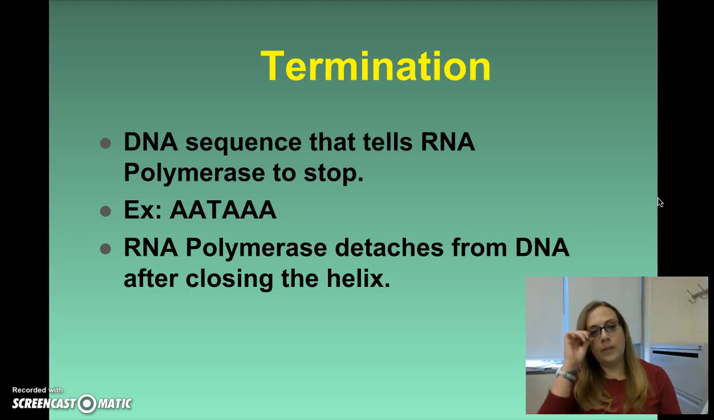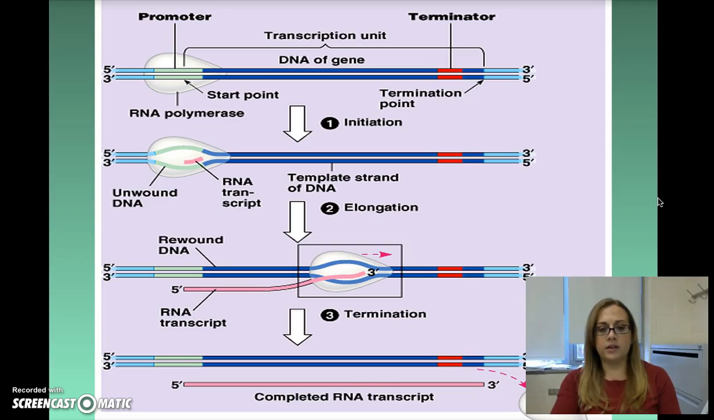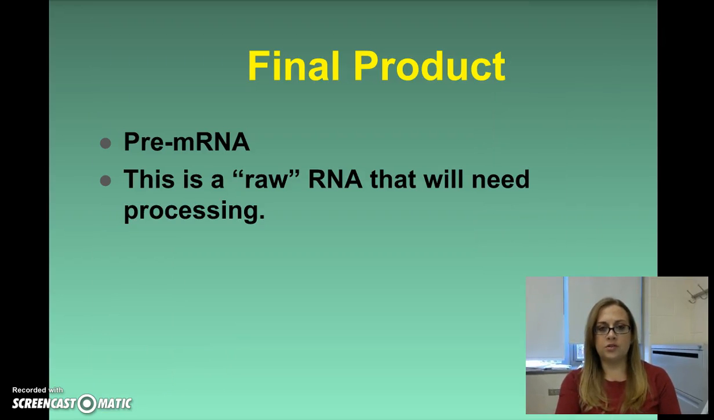All right, so now what happens when you get to the end of the gene? You need to be able to terminate that RNA sequence. So the DNA tells the RNA polymerase to stop. Okay, and so then the RNA polymerase is going to detach from the DNA and it's going to close up the helix. So here we have termination. You can see that the RNA polymerase has left and you have your completed RNA transcript.